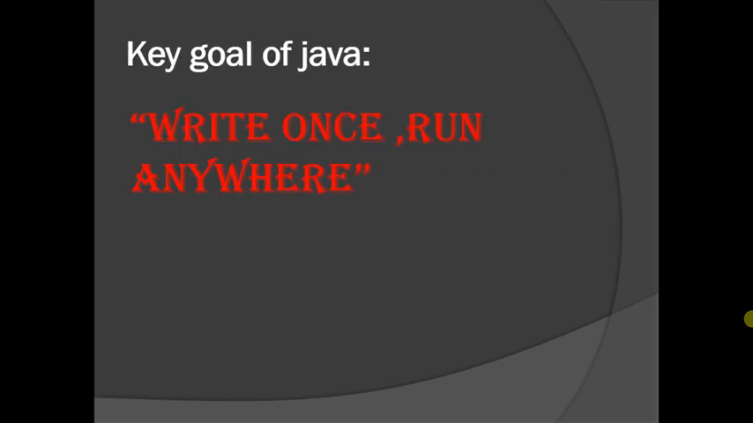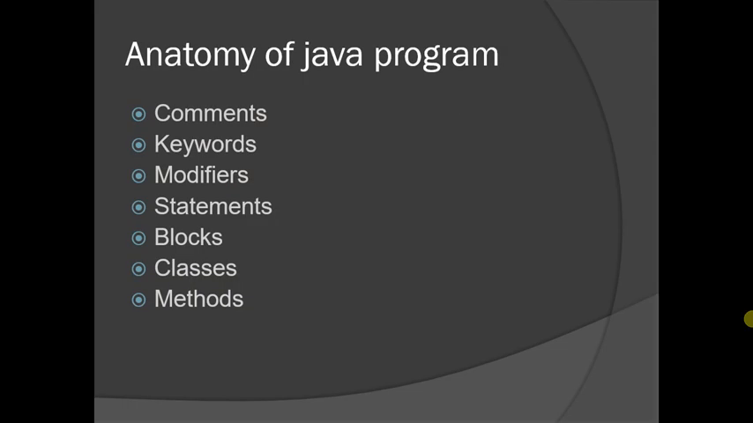So, what is the key goal of Java? The key goal of Java is write once and run anywhere. That is, to be able to write a program that will run on a great variety of computer systems and computer control devices. So that's what we call write once and run anywhere.